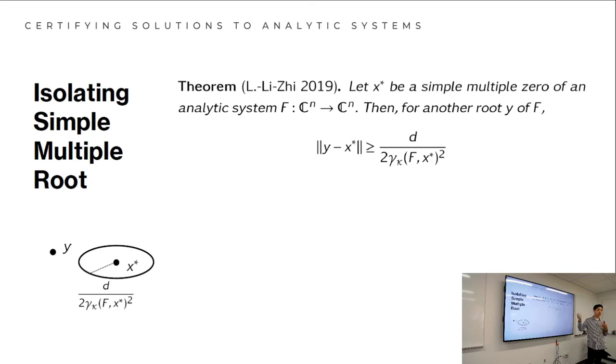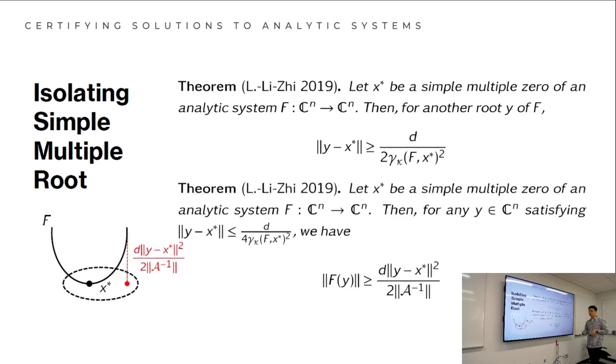Now we can construct our separation bound. Let's say that we have x star, which is a simple multiple root of capital F. Then let's say that y is just another root. Then the distance between y and x star is at least this number. So we have a ball centered at x star with this radius, and y should be outside of it. This is the first property of the separation bound.